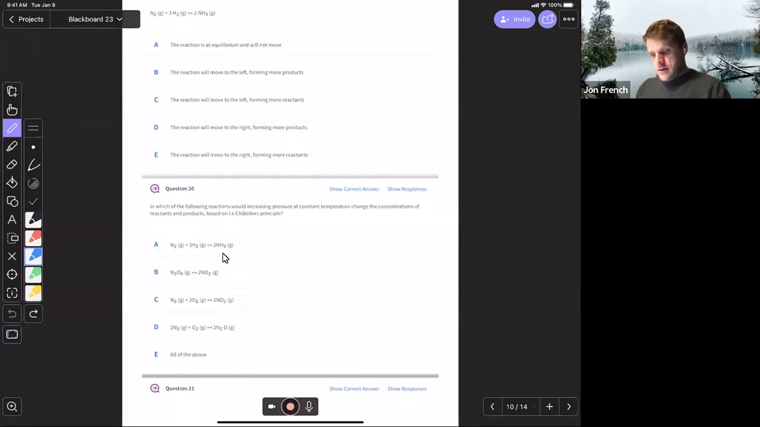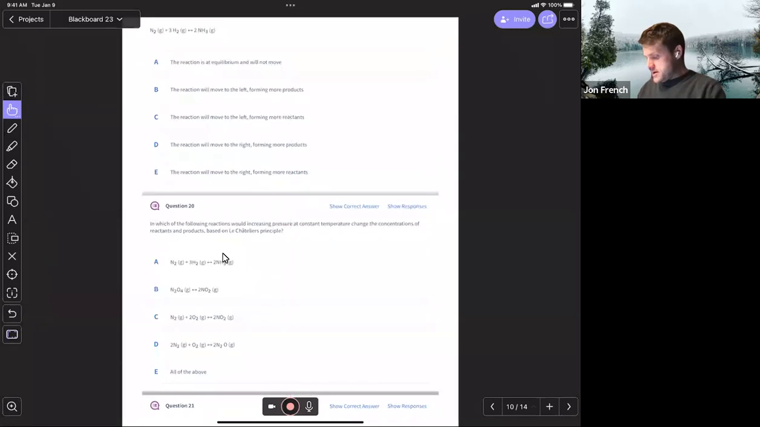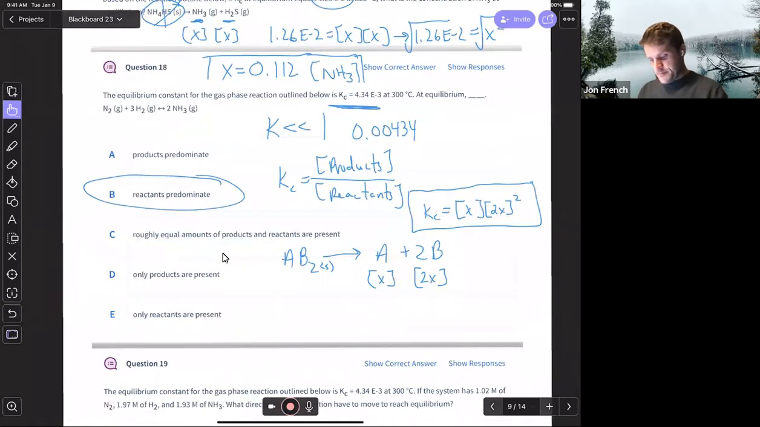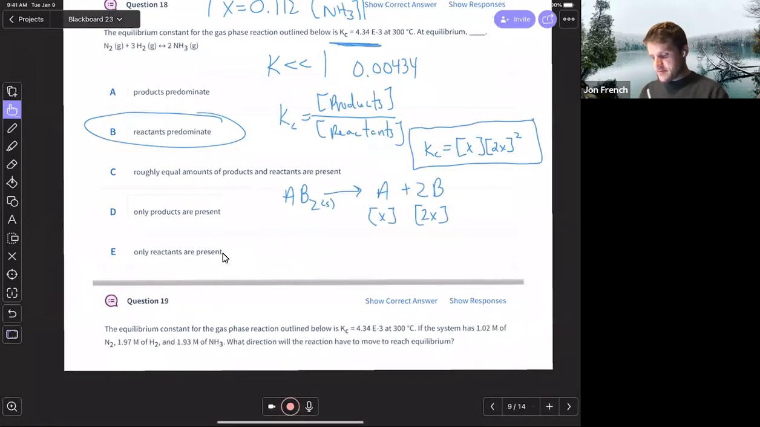Question 19, I think I'm missing the top half of question 19. I hate when that happens. Question 19: the equilibrium constant for the gas phase reaction is this. If the system has 1.02 moles of nitrogen, 1.97 of hydrogen, 1.93 of ammonia, what direction will the reaction move to reach equilibrium? All right.